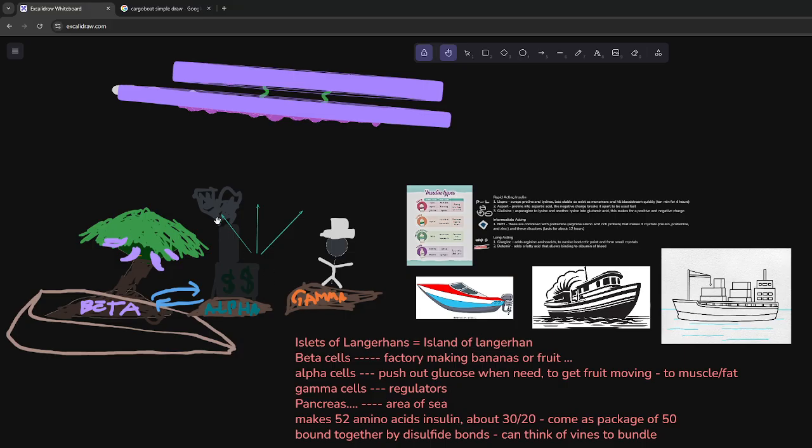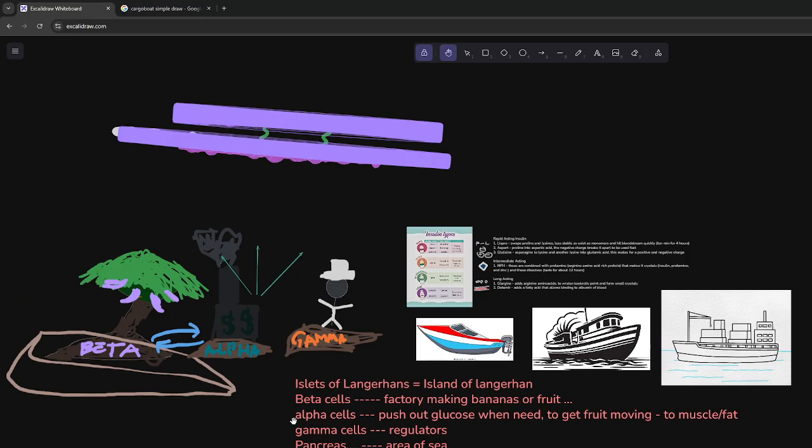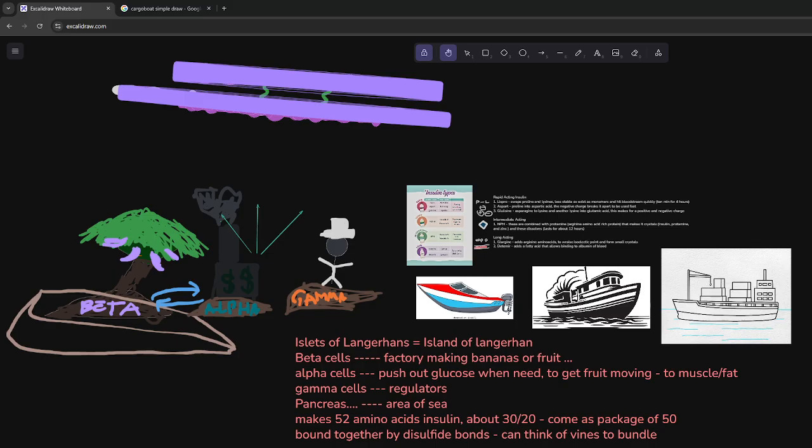And so when insulin gets to the muscle and fat, what do you do? I'll probably leave it off at that for today. So insulin is sugar, right? This isn't actually sugar. This is insulin. Thanks.